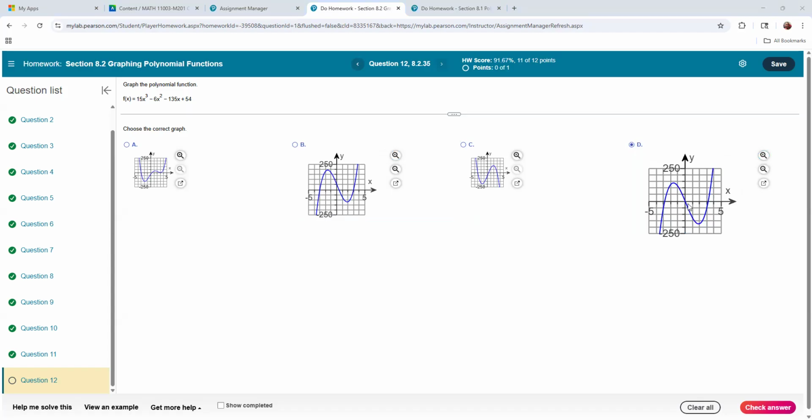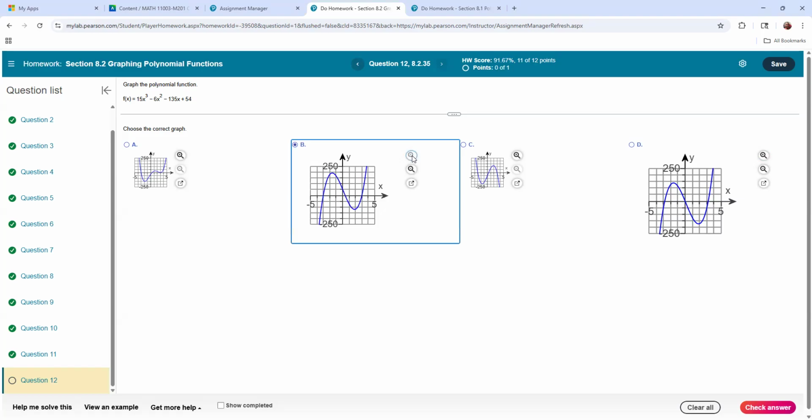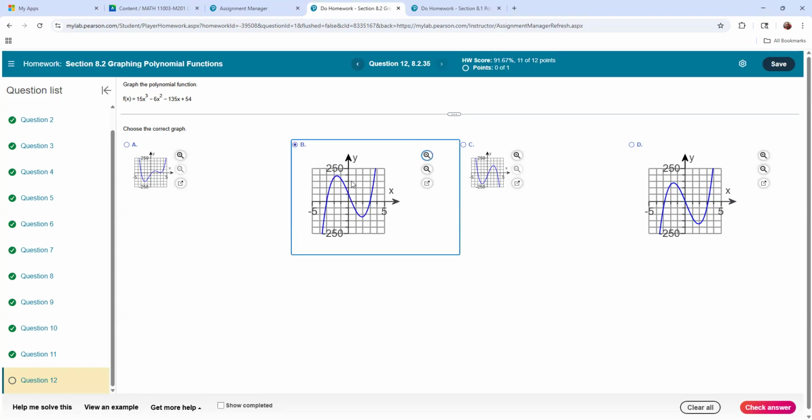Well, y'all, D is going right through the heart of the origin, right? So D is going right through the origin. So it can't be that one. So the only one it could be would be B. See, it looks like every one of them marks represents about 50. So y'all, let's graph this one. 15x cubed minus 6x squared minus 135x plus 54.